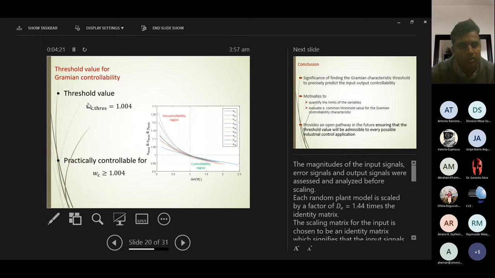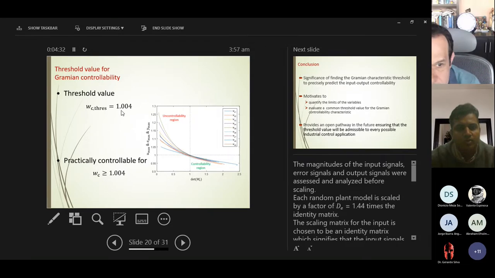Now coming to the threshold value, it was analyzed that a plant is said to be controllable if the threshold value is defined as 1.004. You can see in this graph that the combined magnitudes of all the input, error and y have been plotted along the y-axis, and the controllability characteristic is presented along the x-axis.